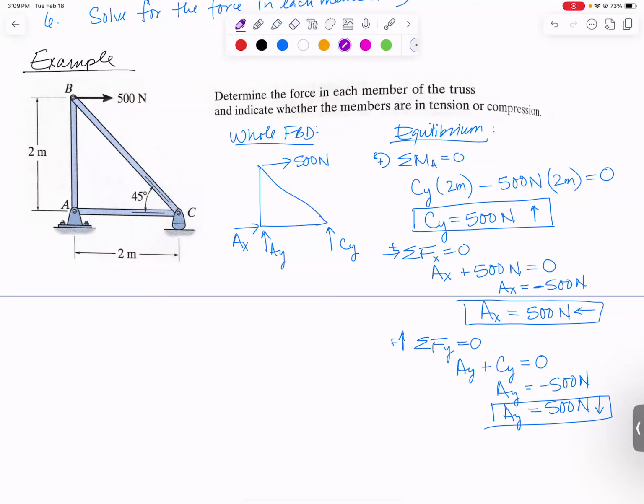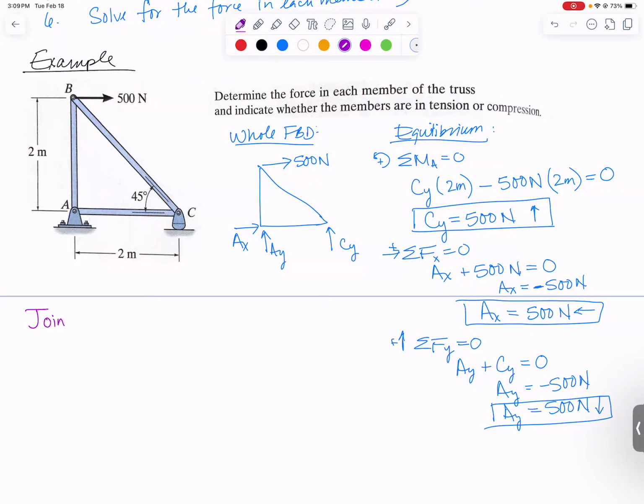My tip here is, since analyzing a joint is like particle equilibrium, you can only write 2 equations. You can sum forces in the X and sum forces in the Y for each joint. So my suggestion is always start with a joint that only has 2 unknowns. In this case, you could start with any joint, because this joint has 2 members coming together. This joint only has 2 members coming together, and this joint only has 2 members. So it makes very little difference which joint you start with.